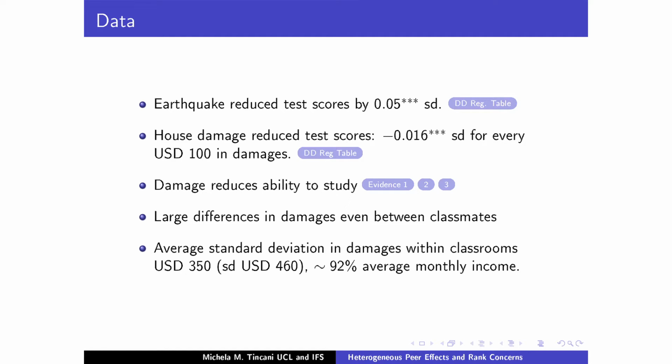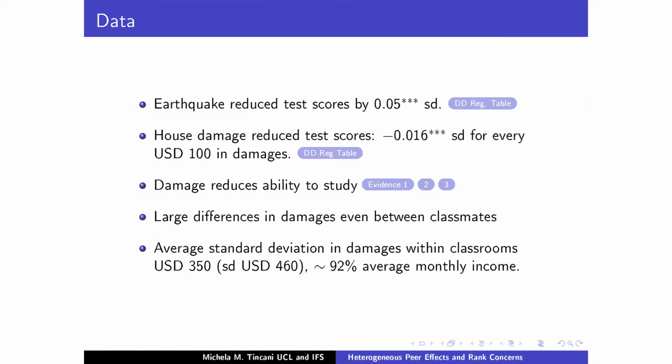classrooms that don't have students all coming from the same town. And about half of all the classrooms in my sample satisfy that condition. So my data set has over 100,000 students and over 3,000 classrooms. So if I look at these classrooms, which are those that I then keep in my sample, the average standard deviation in damages is really large. It's $350 US, and there's also variation across classrooms, which is 92% of the average household income.